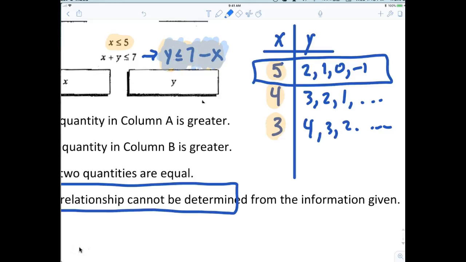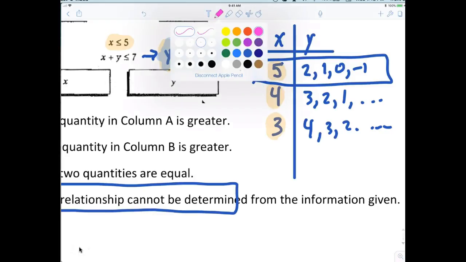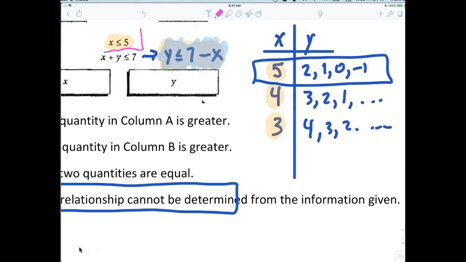Now, does everybody agree in this part right here? X is less than or equal to 5. So in my mind, what I did was I tried to make a table that would represent some values. So I said the largest x could be was what? 5. So I put a 5.